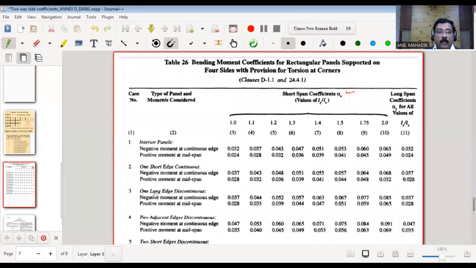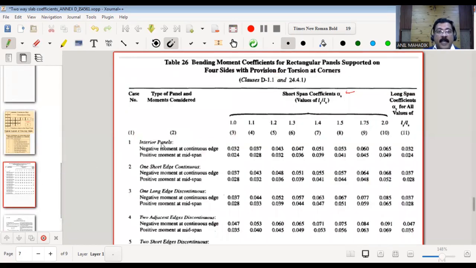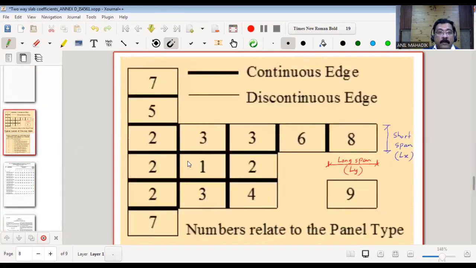If you look at this third case, it is one long edge discontinuous. That means the others are continuous by default. Let's see the first case. The first case is the interior panel, and interior panels mean all edges are continuous. You can see here, case number 1: this is continuous because there is a slab here, and this is also continuous because there is a slab here. For this slab that I am considering, there is a slab to the left side, therefore this is continuous, and again this is continuous because there is a slab on the right side. So this is the meaning of continuous and discontinuous. Here also, let's say there are 7 cases.